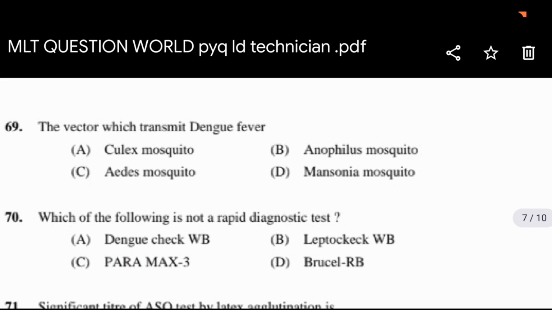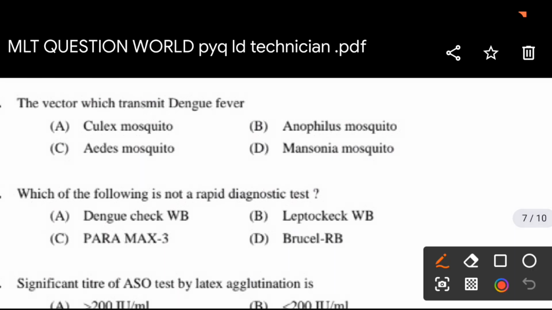Then, the vector which transmits dengue fever: Culex mosquito, Anopheles mosquito, Aedes mosquito, Mansonia mosquito. The right answer is Aedes mosquito.